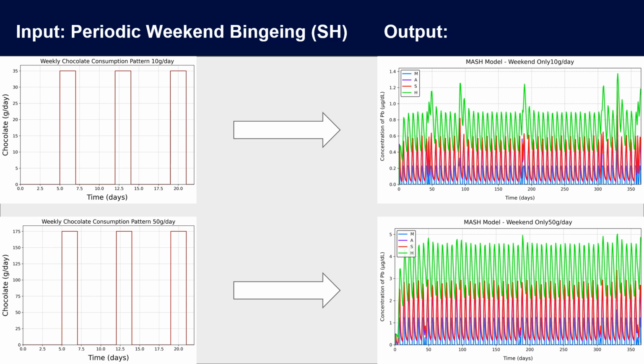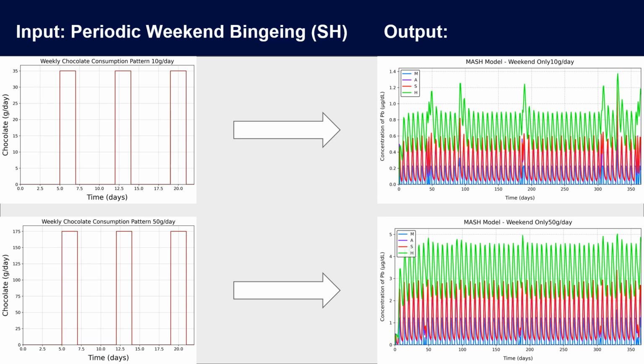The first input function we considered was the weekend consumption function that has a high enough amplitude to make the daily average of chocolate consumed 10 grams per day in the lowest case and 50 grams per day in the most extreme case with the short holiday model. In each plot, all dependent variables are plotted against time. M is given in blue, A is given in purple, S is given in red, and H is given in green. The solutions are roughly sinusoidal in nature with peaks on the holidays.